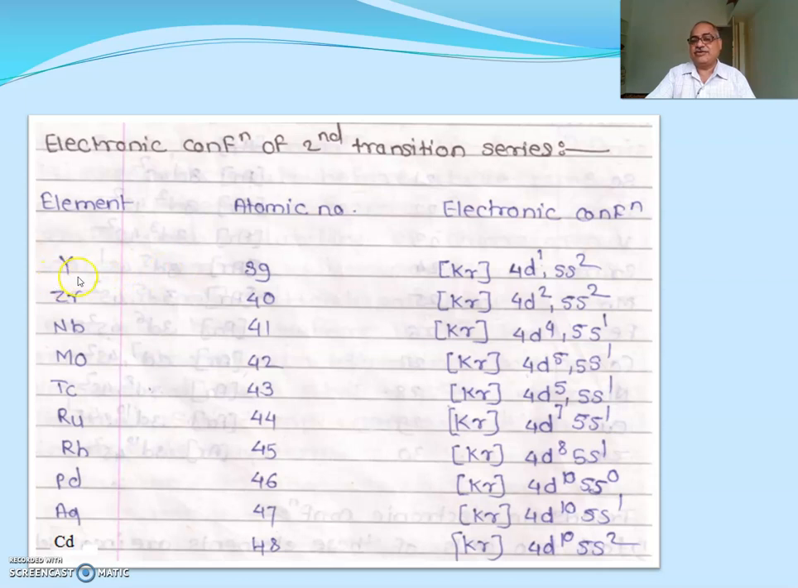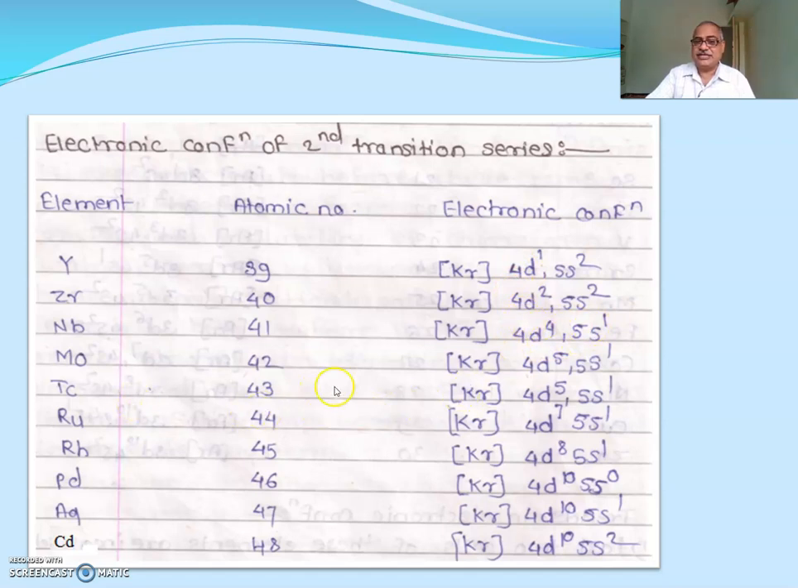The detailed electronic configuration of yttrium is krypton. Krypton is 36, and the remaining 3 electrons give 4d1 5s2. Then zirconium, 40, is krypton 4d2 5s2. Then niobium, 41, is krypton 4d4 5s1. Then molybdenum is krypton 4d5 5s1. Here this continuous series is disturbed.